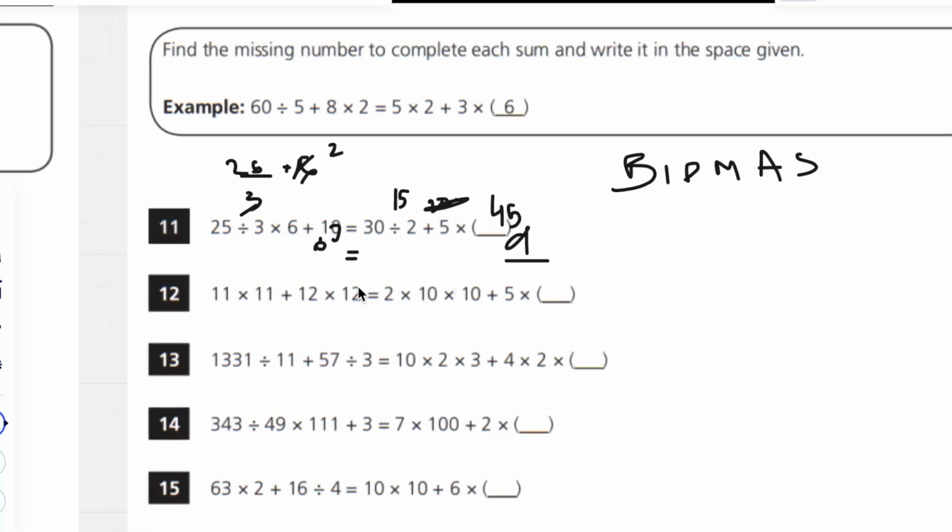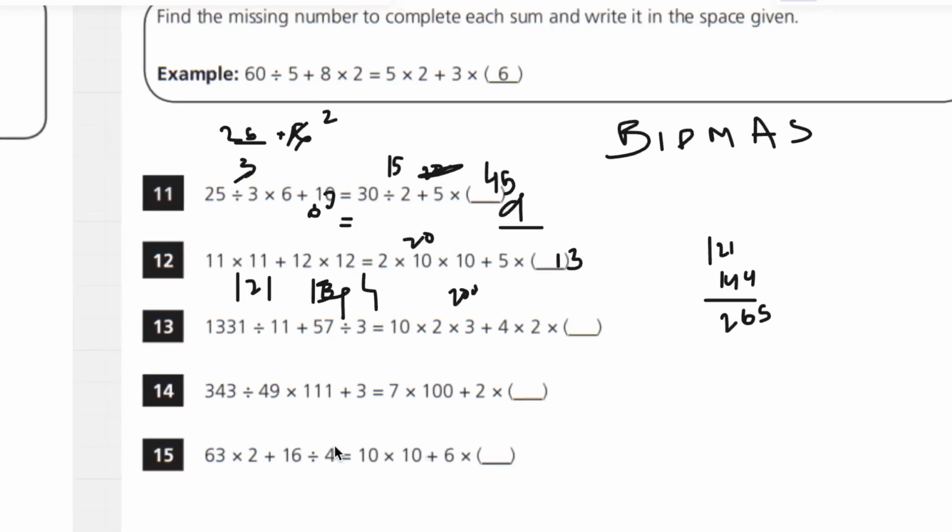Question number 12, BIDMAS. So 121 plus 12 times 12 is 144. So 121 plus 144, let's add that together. It's going to be 265. So 20 multiplied by that, it's going to be 200 plus 5 times 13 to get 65.